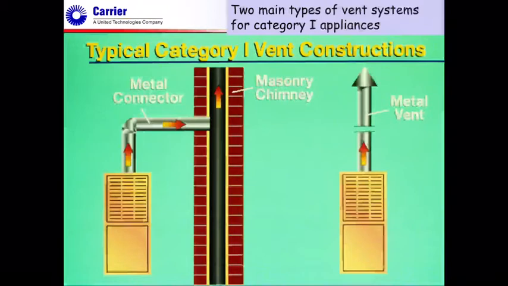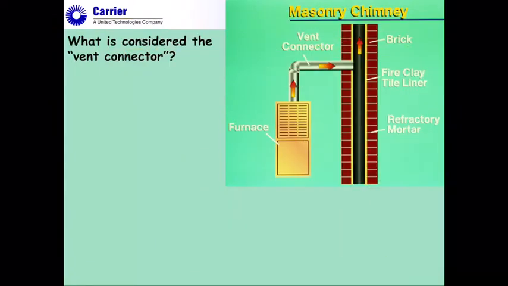So the first thing I'd like to deal with is we have two main vent systems for category 1 appliances. The first one that we have on the left here is a typical cutaway of a masonry chimney, and the one on the right is a metal vent system. Maybe that could be a B vent, could be BW, or it could be an L, a number of different applications. So let's take a look at some of the parts and pieces here.